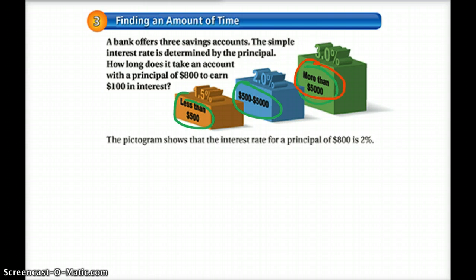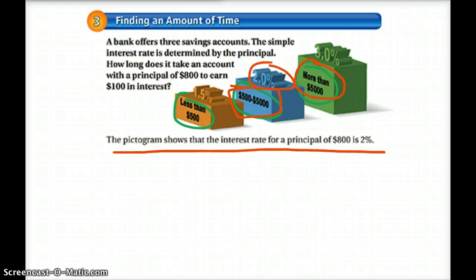So going back to the question, it's asking how long does it take an account with a principal of $800 to earn $100 in interest? And underneath the pictogram it says the pictogram shows that the interest rate for a principal of $800 is 2%. So that $800 falls into this category, so your rate is 2%. So start with our equation. I equals P times R times T.